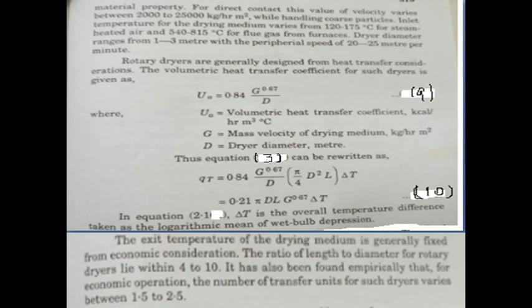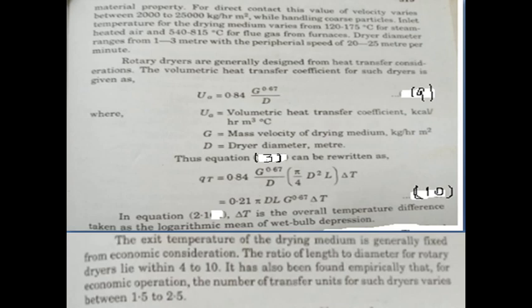Capital D is the dryer diameter, in meter. Equation 3 can be written as Qt = 0.84 G^0.67 / D × (pi D² / 4 × L) × delta T. So finally we get Qt = 0.21 pi D L G^0.67 × delta T. This is equation number 10. In equation 2.1, delta T is the overall temperature difference. This is taken as the logarithmic mean of wet bulb temperature.